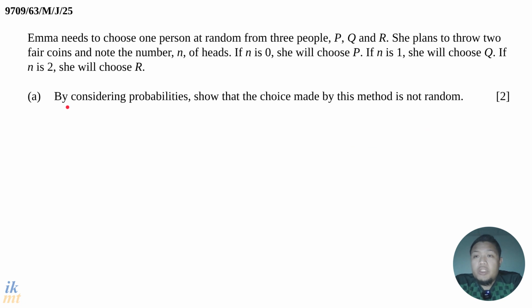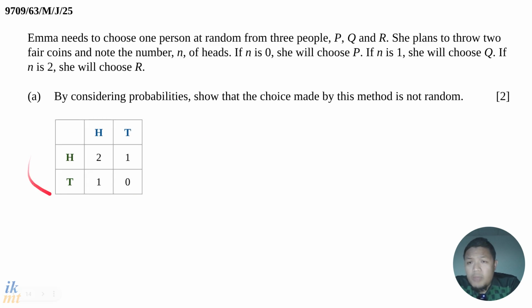The question does say by considering probability, so it is best that we show a probability table for these 3 outcomes, which are choosing P, choosing Q, and choosing R. Since the probability of choosing P, Q, and R is determined by throwing 2 fair coins and noting the number of heads, we should do a two-way table to count how many numbers of heads are possible from the process of throwing 2 fair coins.